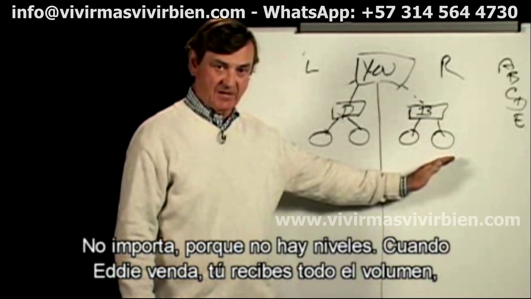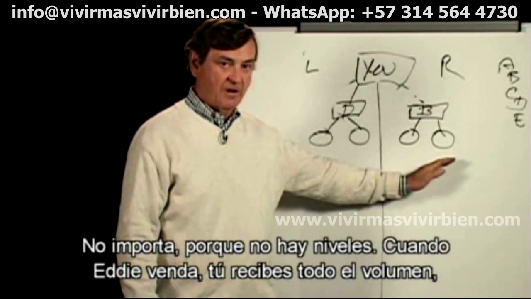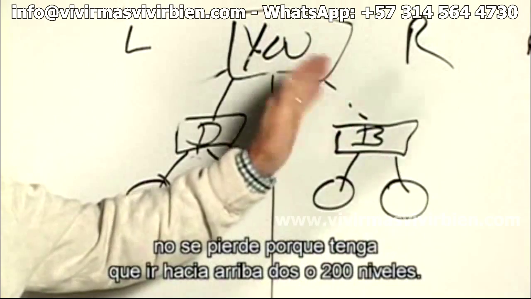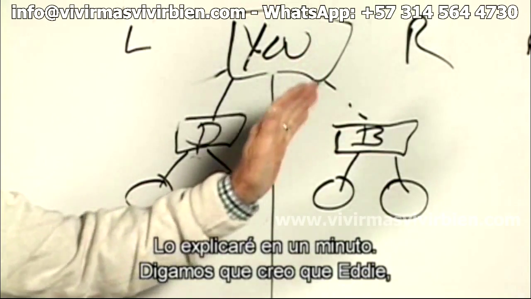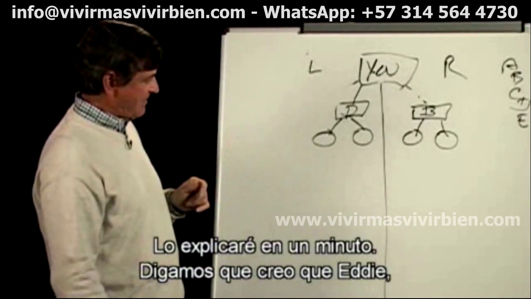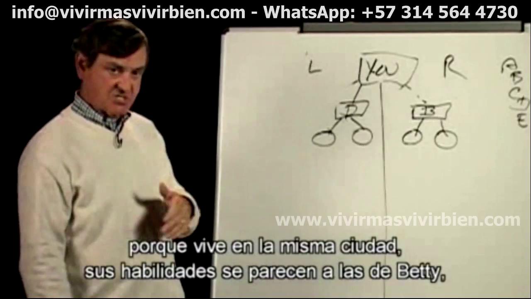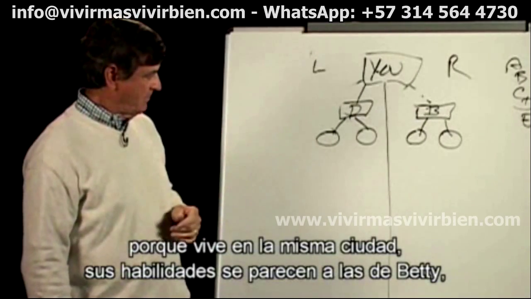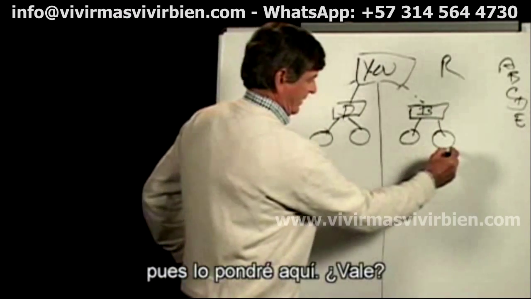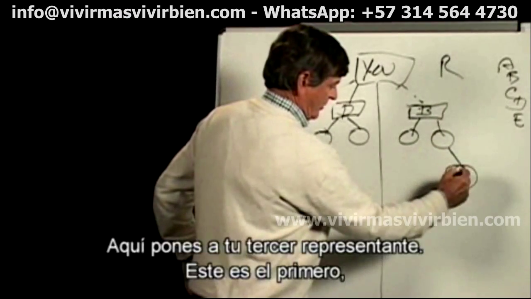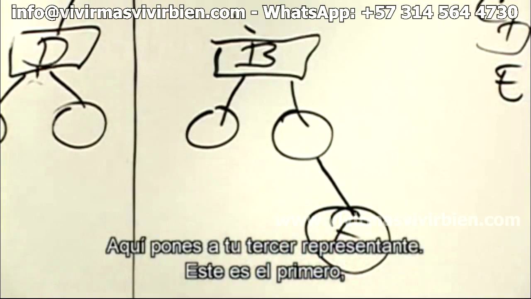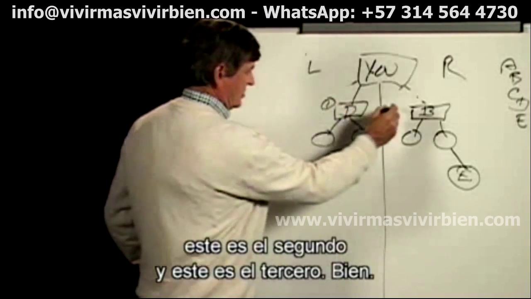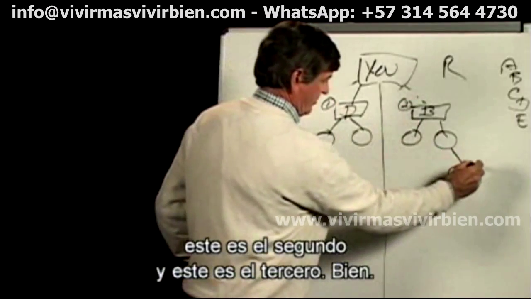When Eddie makes a sale, you get full volume. It isn't watered down because it has to travel up 200 levels. I'll explain that in a minute. So let's say, because he's in the same town, his skill sets are a little bit like Betty, I'm going to put Eddie over here. All right? So there you put your third rep. Okay, this is your first, this is your second rep, and this is your third.